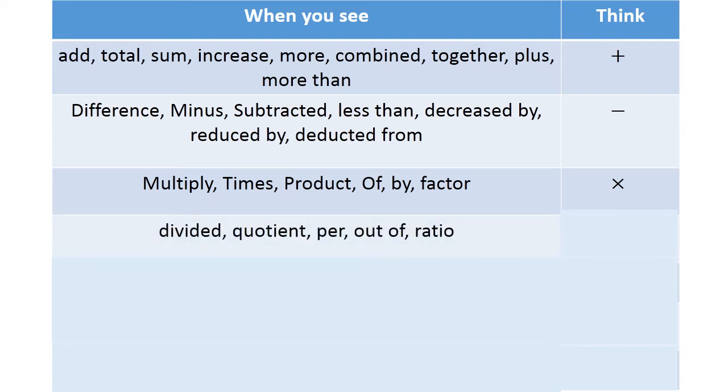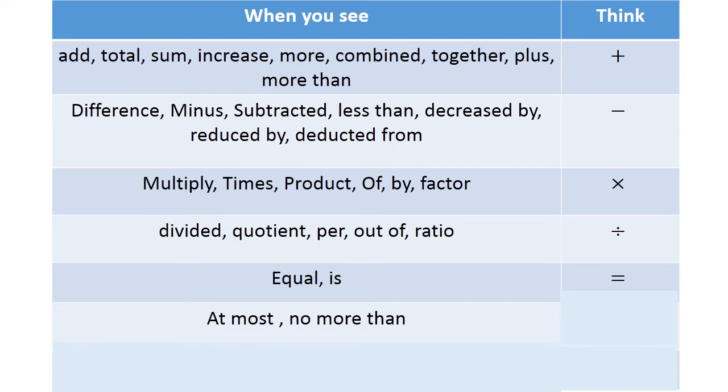When you see divided, quotient, per, out of, ratio, think about division operation. When you see equal or is, think about equal. When you see at most or no more than, think about less than or equal. When you see at least, think about greater than or equal. In the next slide, I will show you some examples using these keywords.